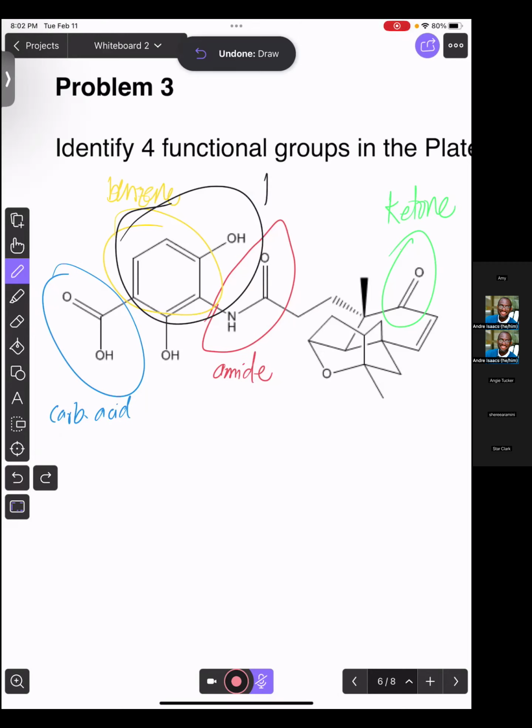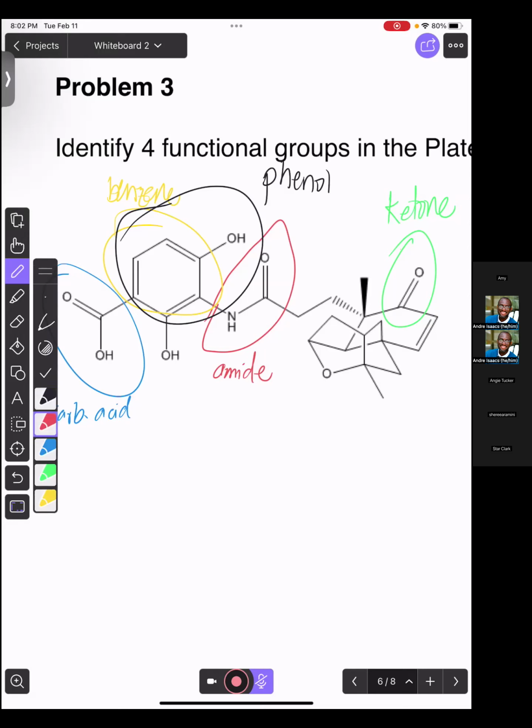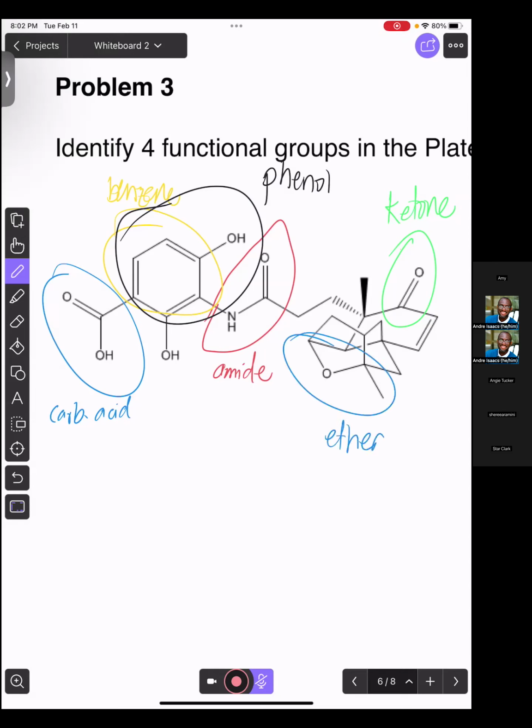You have the sheet with all the functional groups. That's a phenol. There is one more. Yes, Anastasia, there is one more, and I love it. You called it right. We have ourselves an ether. There we have an ether, an oxygen between two carbons. Anastasia, very nice.